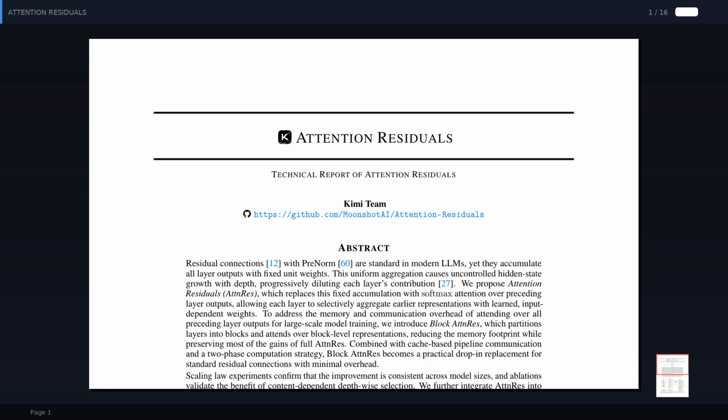Welcome. Today we are walking through the paper, Attention Residuals. You can see the title, the authors, and their affiliations here. I will guide you through the key ideas, starting from the motivation, through the related work and core technique, and finishing with the experimental results.